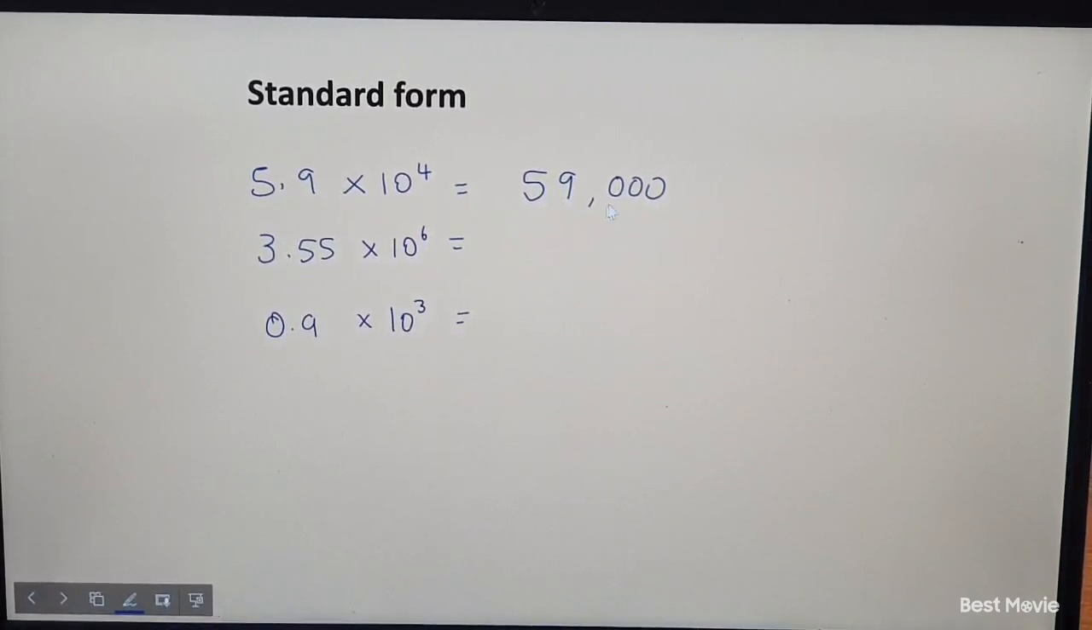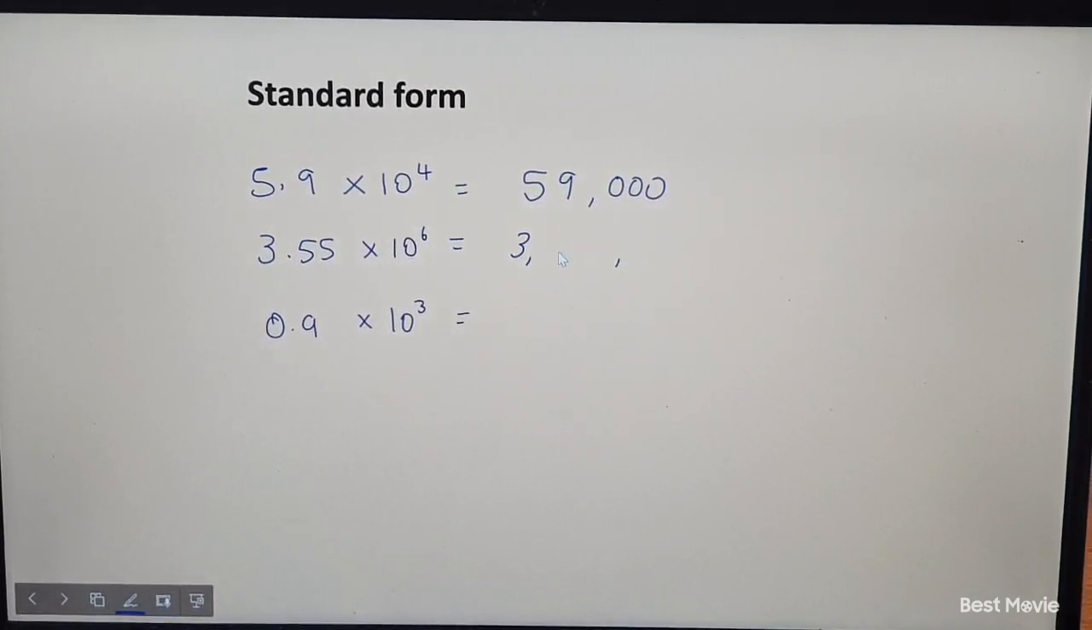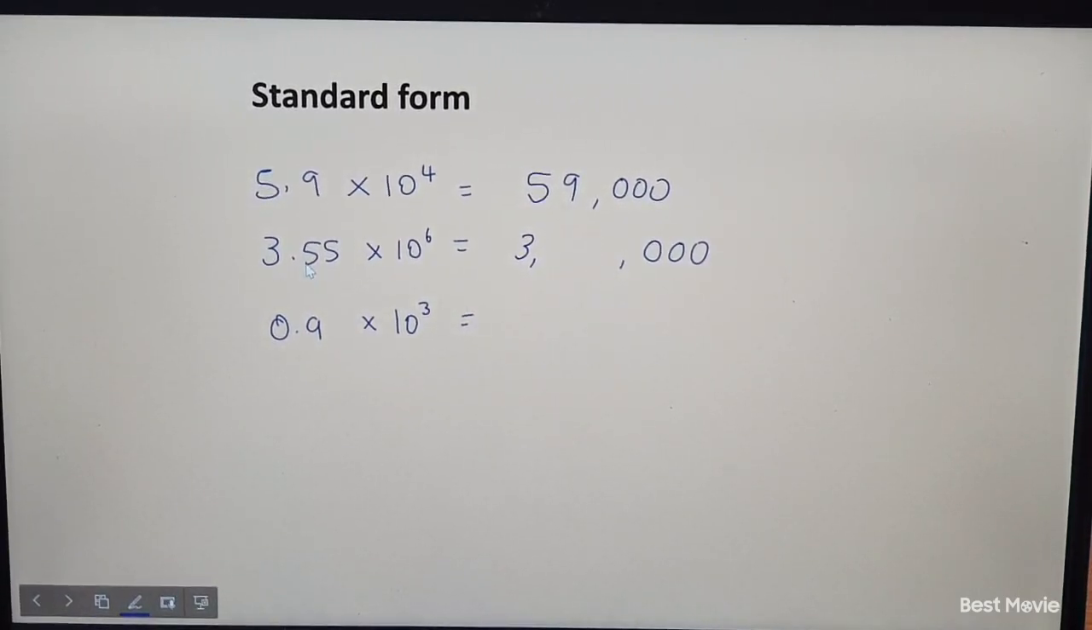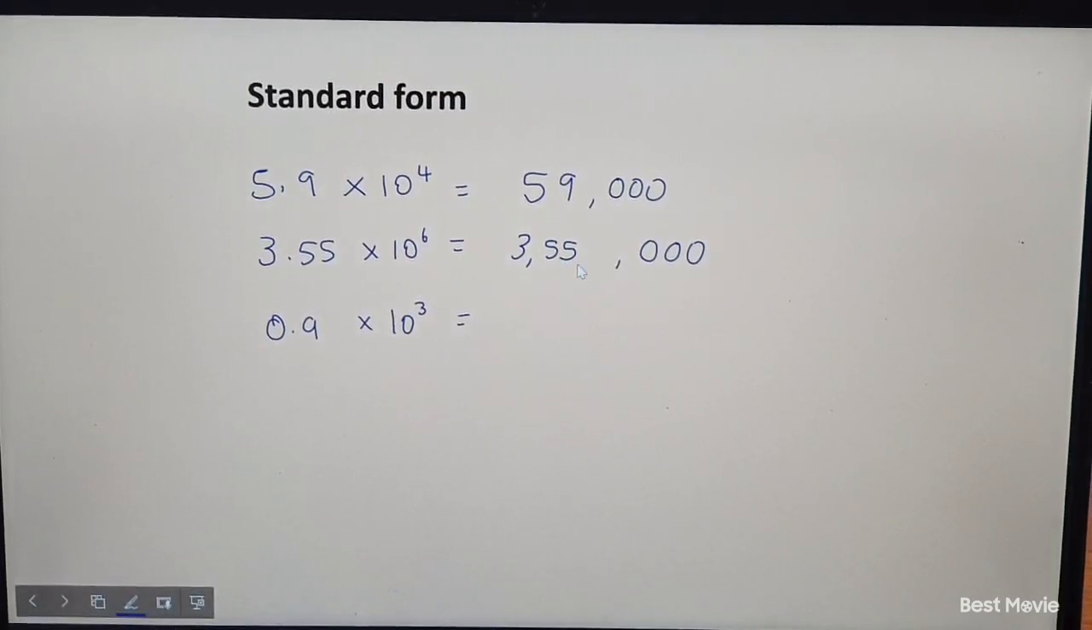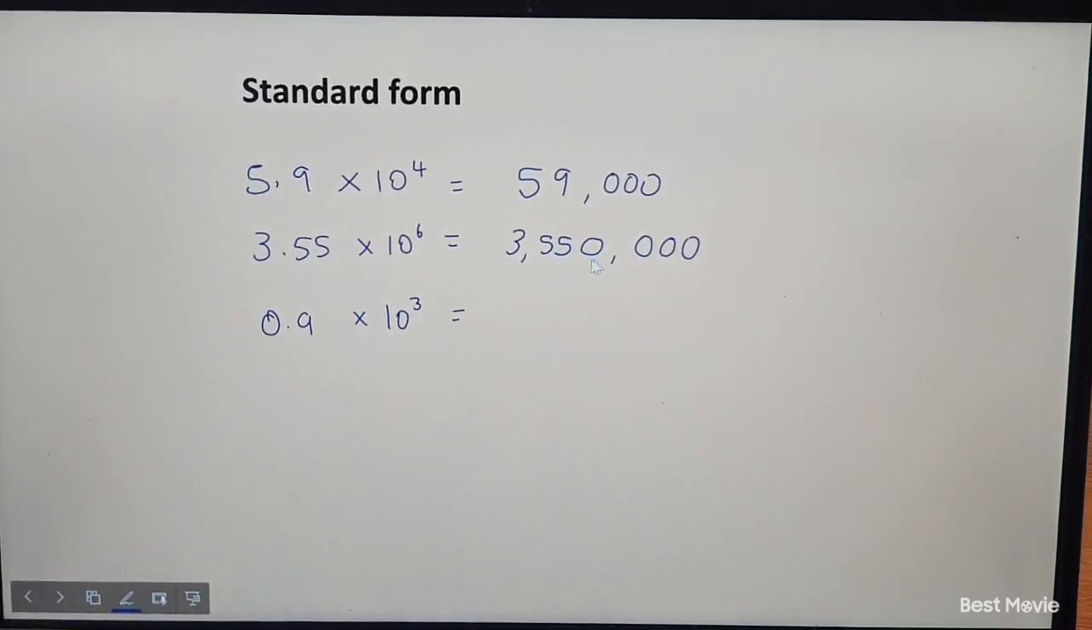So 59,000. The second one is 3.55 multiplied by 10 to the power of 6. 10 to the power of 6 is 1 million. So I know this is going to be 3 million. So I'm just going to leave some spaces for my digits. So I've got 5 and 5 after the 3. So I'm going to put them after the 3 here. I'm missing a 0 there. So it's 3,550,000.